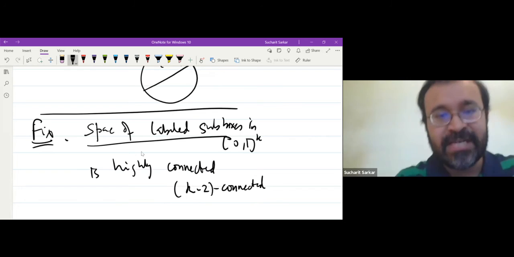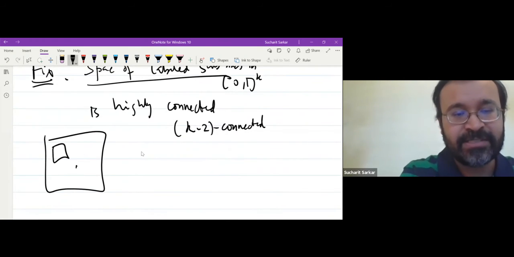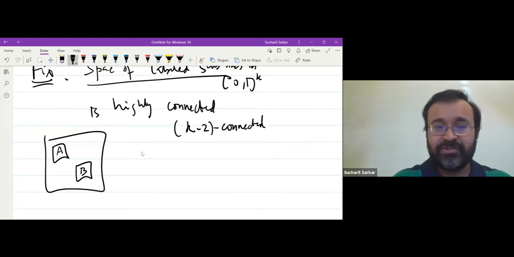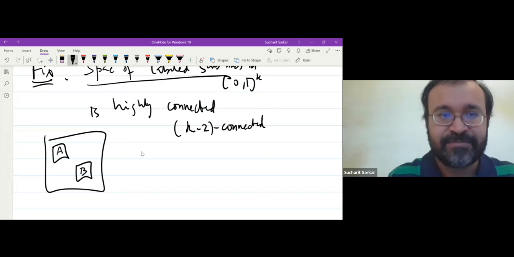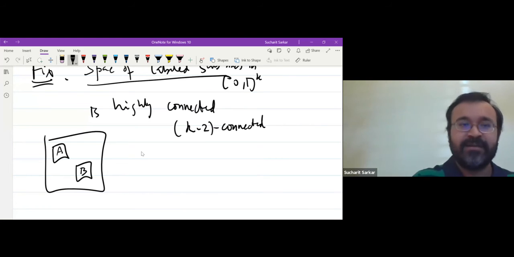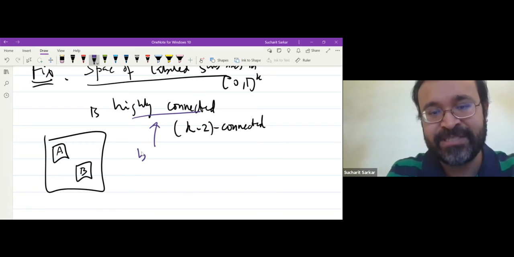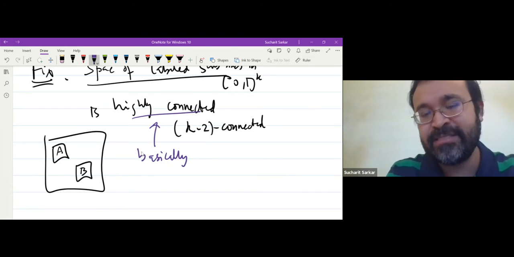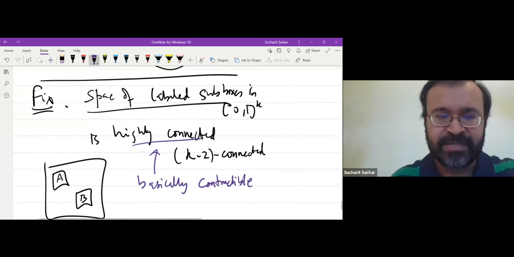So I'm considering labeled sub boxes. Here is a box and here is a box, but I'm going to label them: this is A and this is B. Then I cannot just interchange the two boxes, because then I've changed the labels. So if I consider the space of labeled boxes, then it's k minus 2 connected. It's very highly connected, so it's basically contractible. It's as contractible as we need it to be by increasing k.